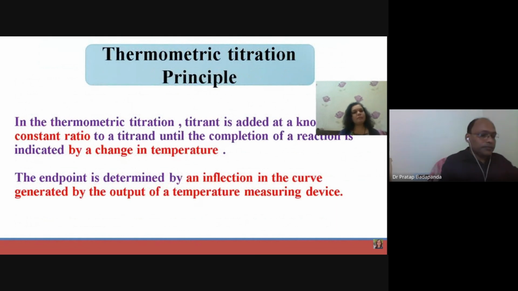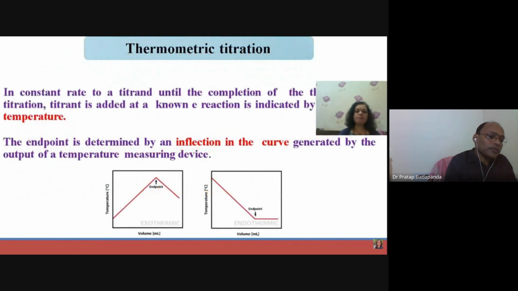Looking at the basic principle of this thermometric titration, like a regular titrant and titer, we are going to add a definite quantity of titrant from the burette into the analyte, which is kept under adiabatic condition, where we are going to find out the change in temperature by using a thermocouple. This end point is nothing but an inflection in a curve generated from the output obtained from a temperature measuring device.